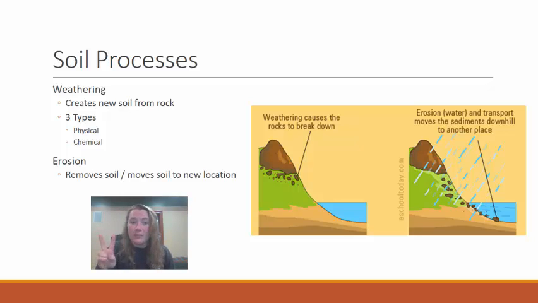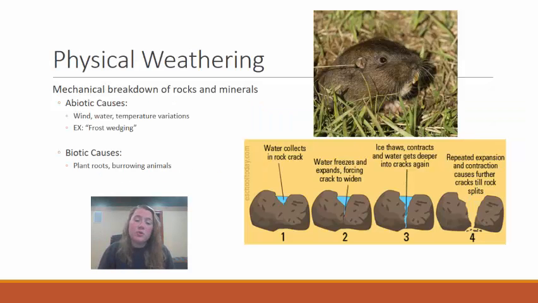There are two main types of weathering. We have physical weathering and chemical weathering. Physical weathering is the mechanical breakdown of rocks and minerals. There are two types of physical weathering. We have abiotic causes such as wind and water and changes in temperature. An example of this would be frost wedging.